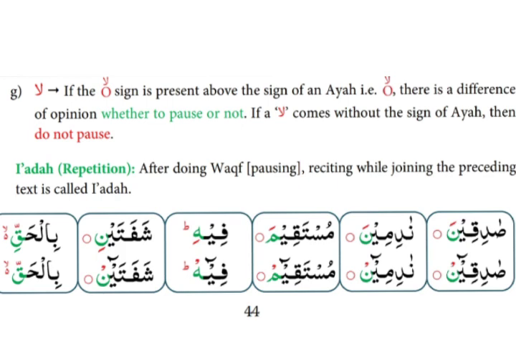Look at the fourth box in the same line. The word is fihi. You can see the last letter of this word is ha, and ha has zir below it. So you will change this zir with jazm in the case of waqf. You will read fi. You will not read fihi in waqf. You will change zir with jazm.